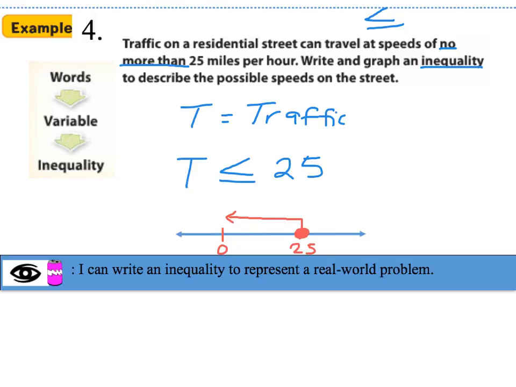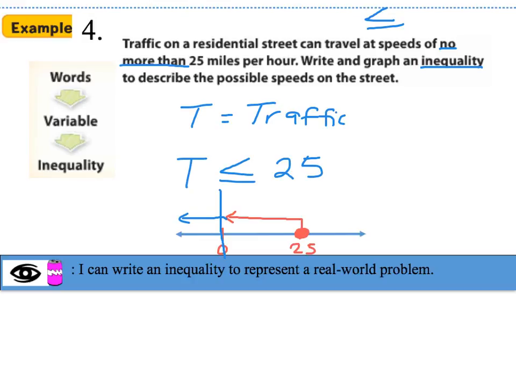Notice there can't be negative speeds, so we're pretty much going to stop our answers at 0. But in Math World, we can continue our line past the 0, but in this real-life problem, we're going to stop it at 0. So everything to the right of 0 and to the left of 25 could be a possible solution.